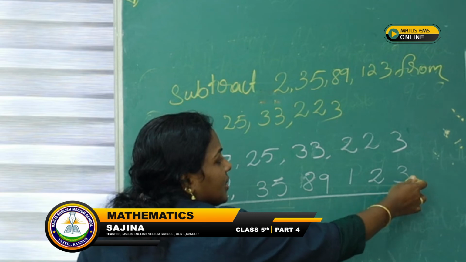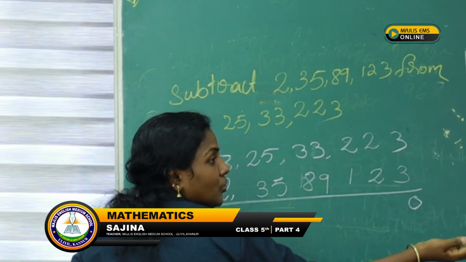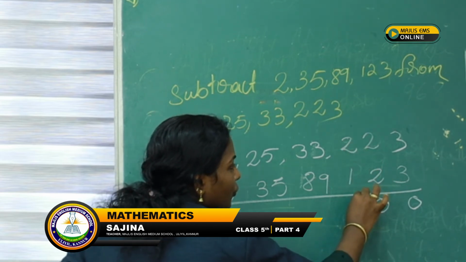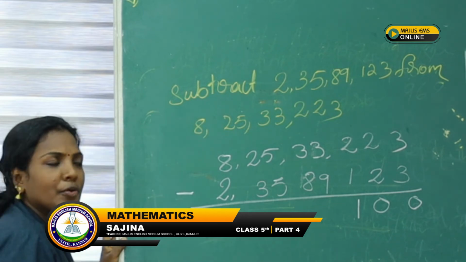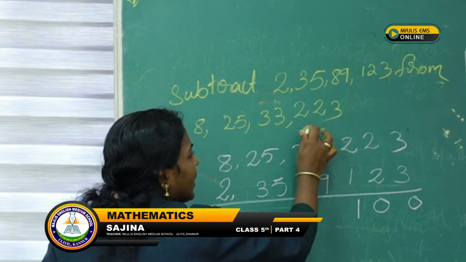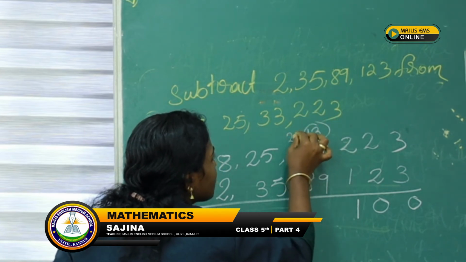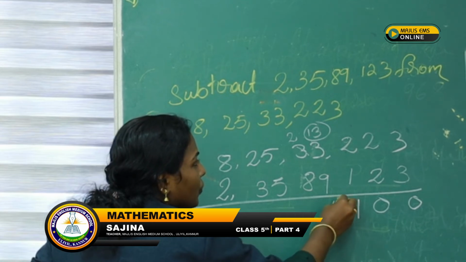3 minus 3 is equal to 0. 2 minus 2 is equal to 0. 2 minus 1 is equal to 1. Here 3 and 9. Is it possible? No. Then what to do? We take 1 from here, that is 13. You see here also 2. 13 minus 9 is equal to 4.